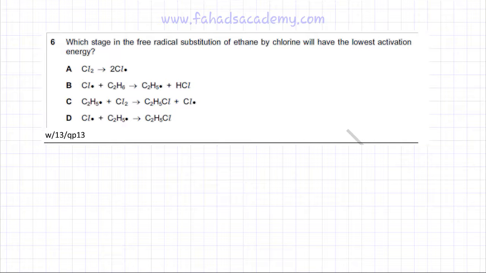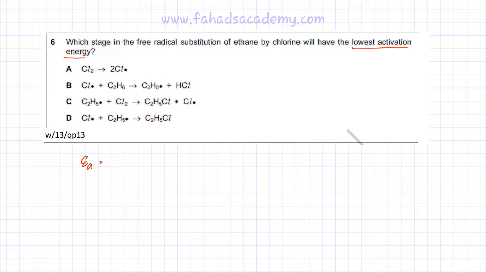The following energetics question is about figuring out the activation energy of a reaction, or estimating the activation energy of a reaction. The question asks which stage in the free radical substitution of ethane by chlorine will have the lowest activation energy. Remember, we first need to figure out what activation energy is.